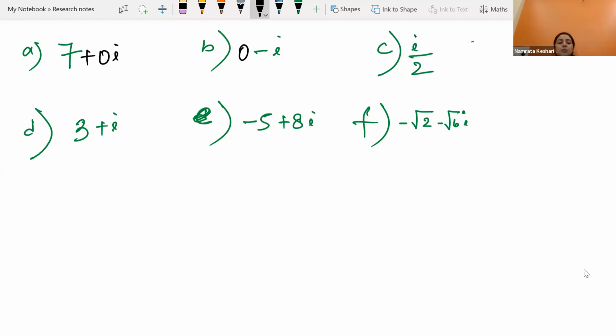Next one. What is the real part? What is the imaginary part? Minus root 2 is real and minus root 6 is imaginary. Perfect. Now find these values quick, quick, quick. Okay, I'm summarizing everything, whatever you have learned so far.